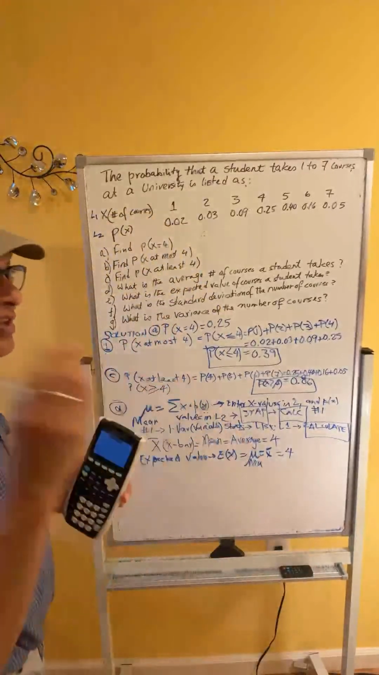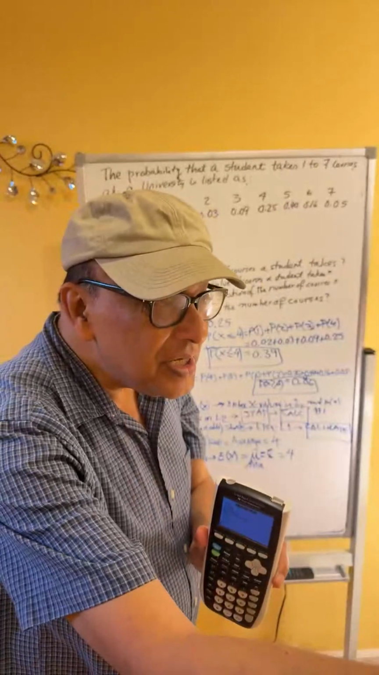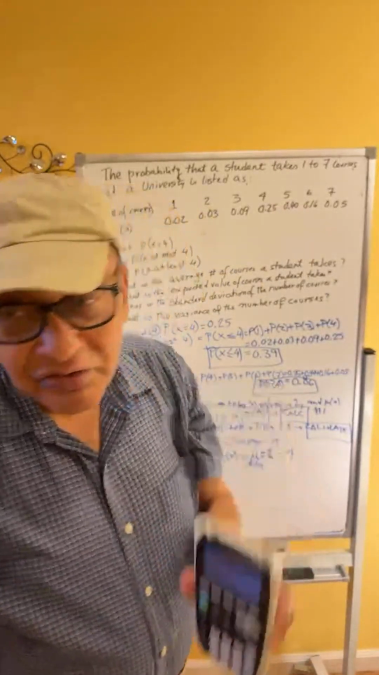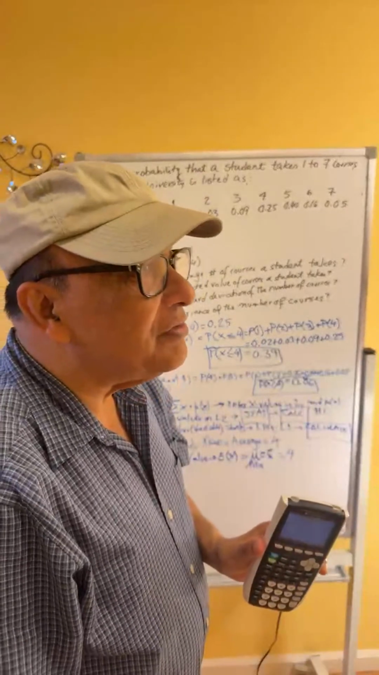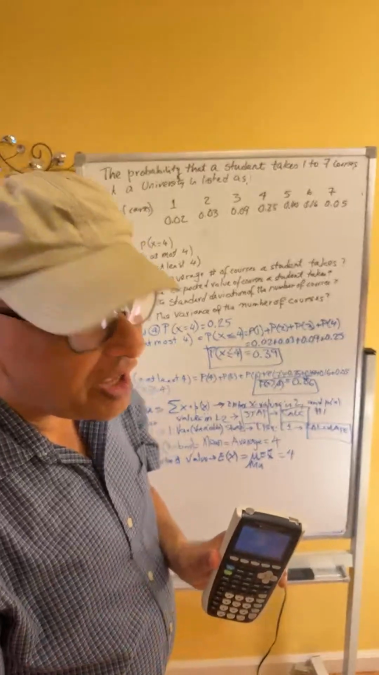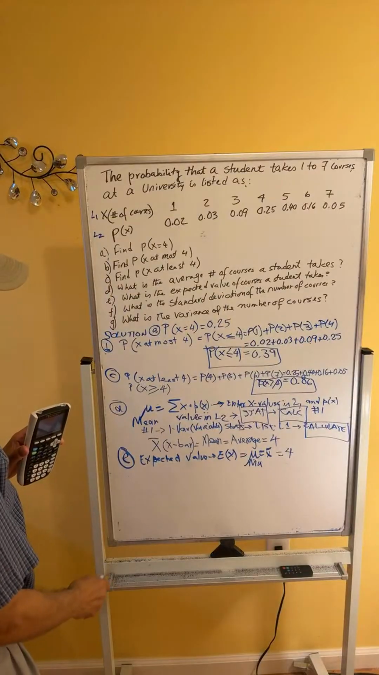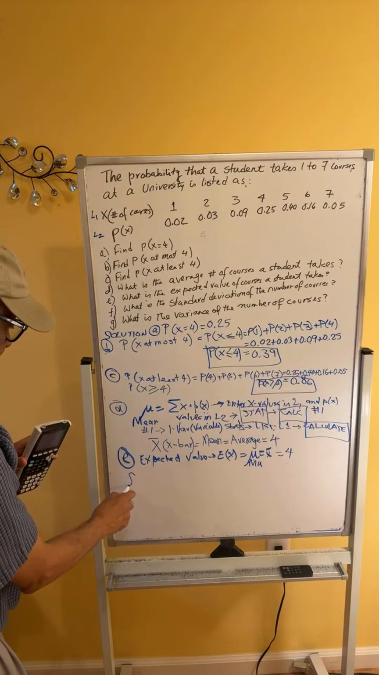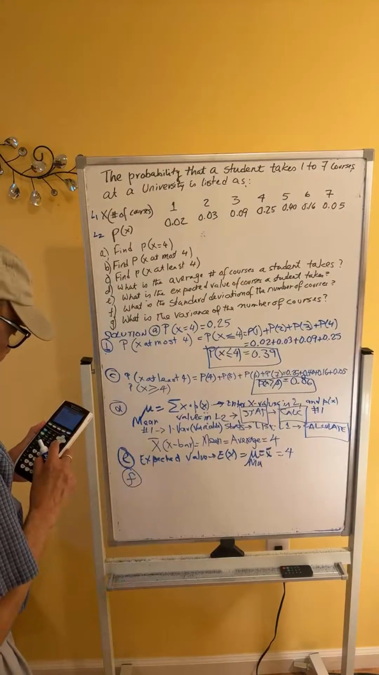So we have a fancy name for the mean in case of a discrete probability distribution: expected value. Same as the mean, what is the most expected value? What will happen on the average? On the average, a student will take 4 courses. That is the key. Then part F asks for standard deviation.